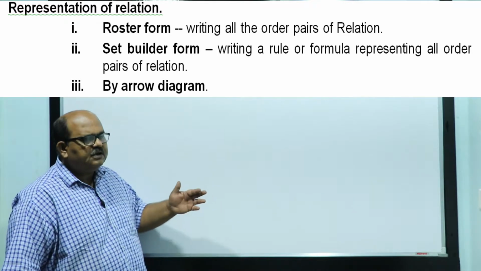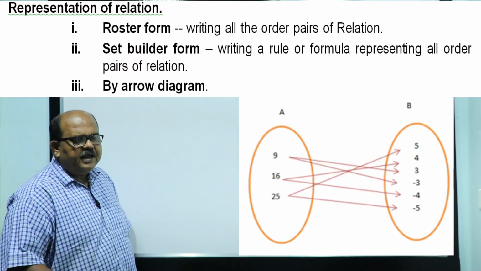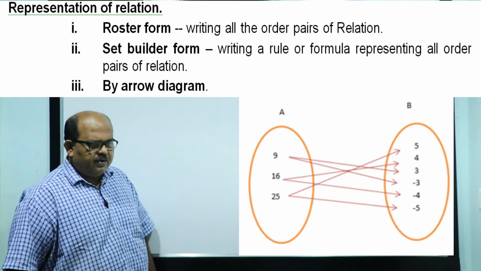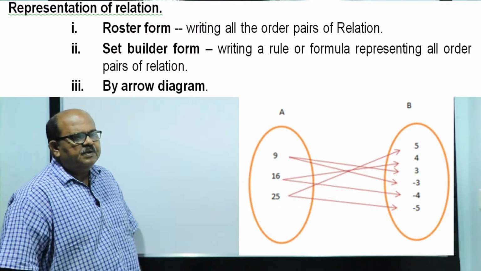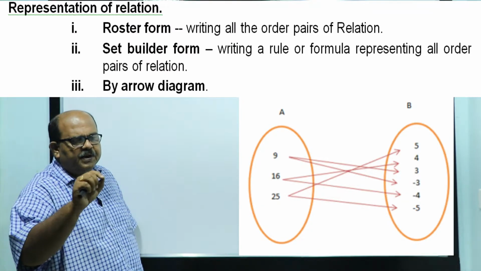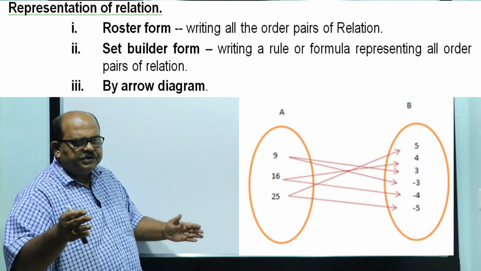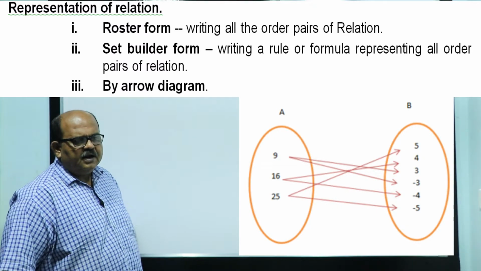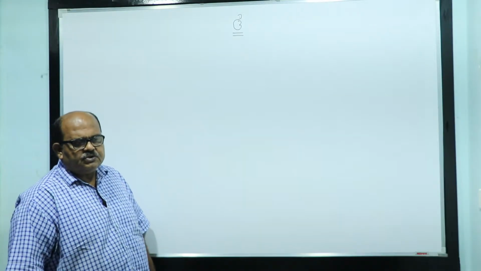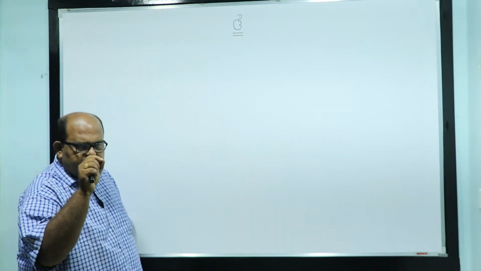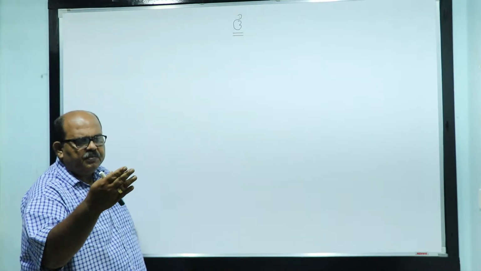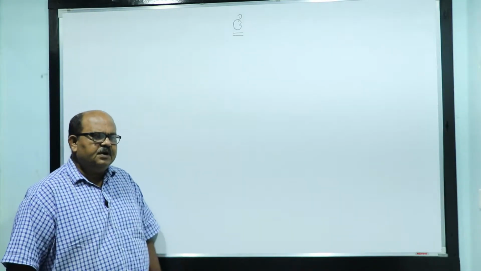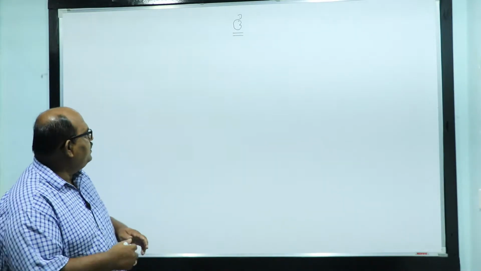Then the third method of representing a relation is the arrow diagram. Arrow diagram means we will just give an arrow between the 2 elements which are related. Taking an example, I will show how a relation is represented with the help of roster form, set builder form, or arrow diagram.